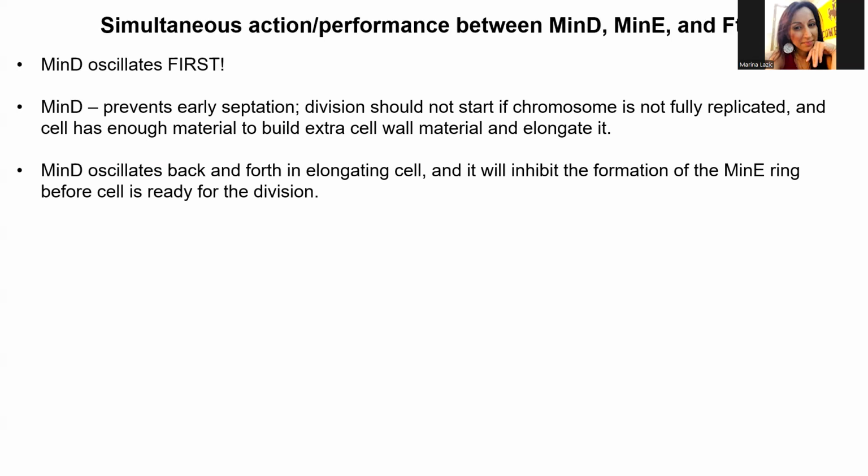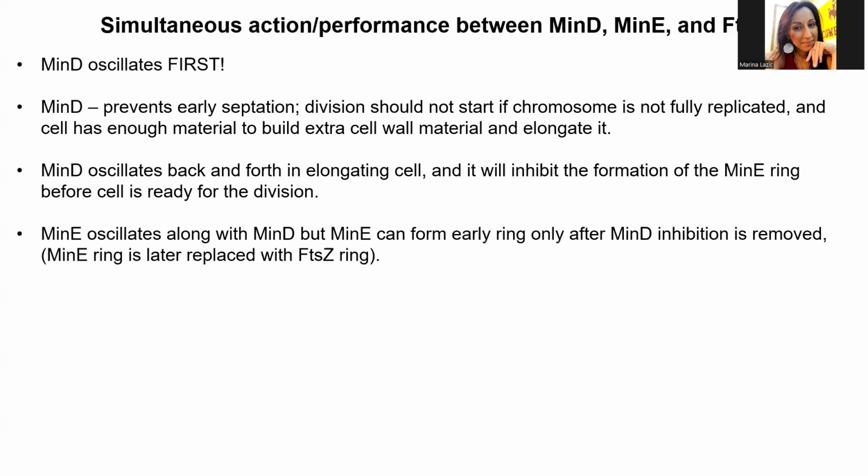So basically Min D is the controller of septum formation. It observes when all molecules have been formed, and once they are, it releases Min E to form the early septum, and then FtsZ comes, and ZipA and FtsA. So Min E will be there. I usually imagine Min D as holding Min E. That's why I associate it with a dance. Min E oscillates along Min D, and Min E can form the septum only when Min D inhibition is removed. And then Min E gets replaced with FtsZ.